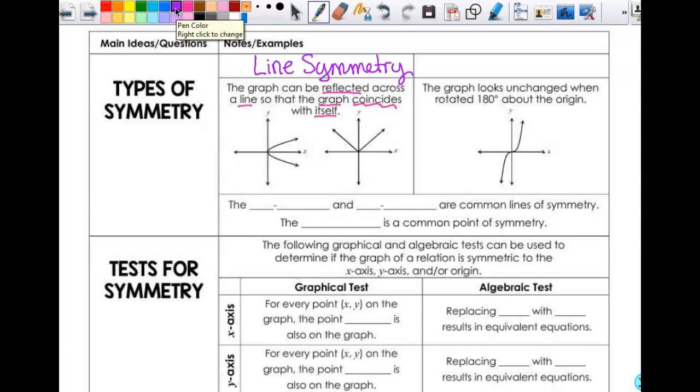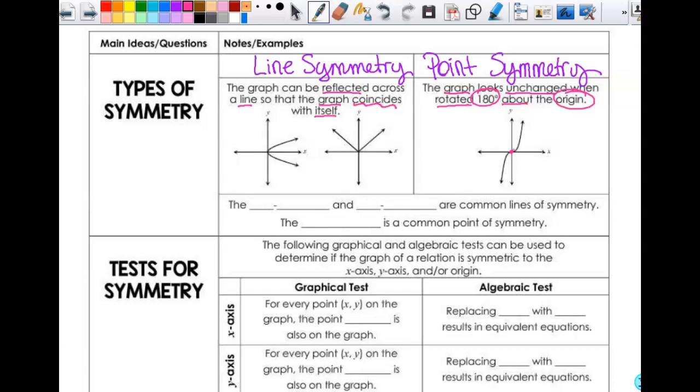Then point symmetry. Up until geometry, line symmetry was the only type of symmetry you most likely knew about. But then there is rotational symmetry, and point symmetry is a type of rotational symmetry. I don't love the wording here, and I should have fixed it, but it says the graph looks unchanged when rotated 180 degrees about the origin. So it's not just a rotational symmetry. Point symmetry means it has rotational symmetry of 180 degrees. And our center of rotation is at the origin here, okay? So that means if I turn my paper upside down, which would be a rotation of 180 degrees, the graph should look exactly the same, okay?